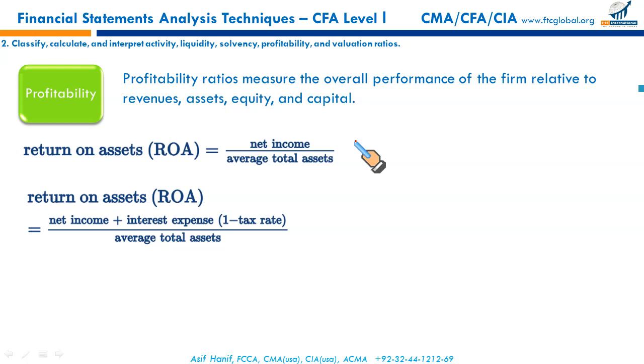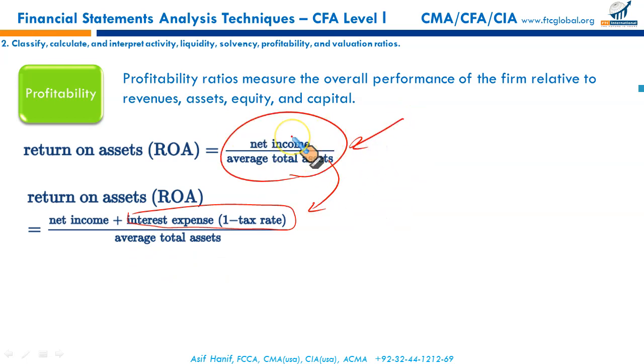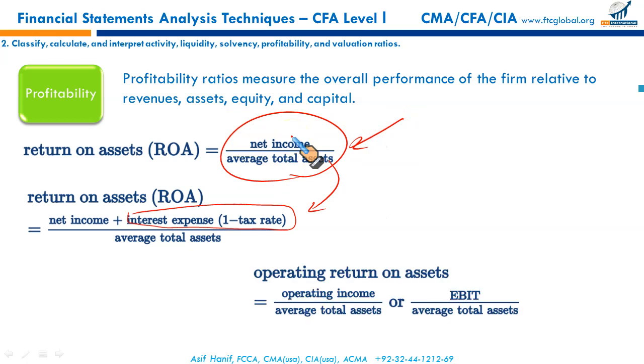Return on assets could be calculated this way as well. Net income, we add back after-tax interest and divide it by the total average assets. This is another derived form of return on assets. Mostly we use this one. This is the one you will use frequently in questions.